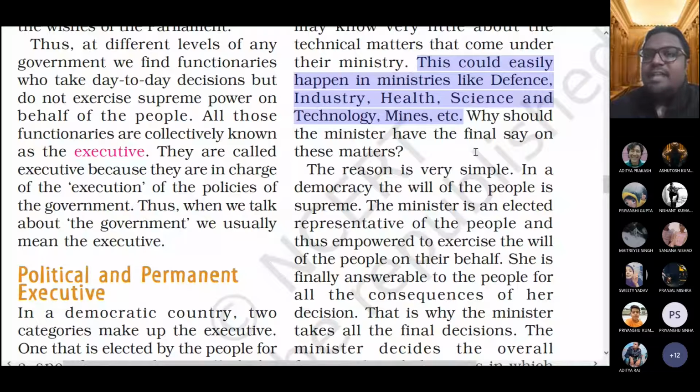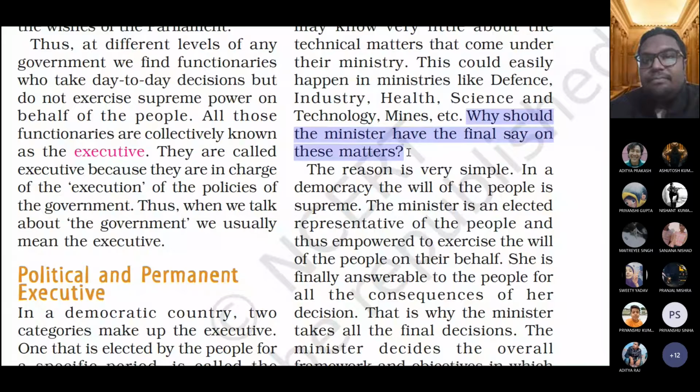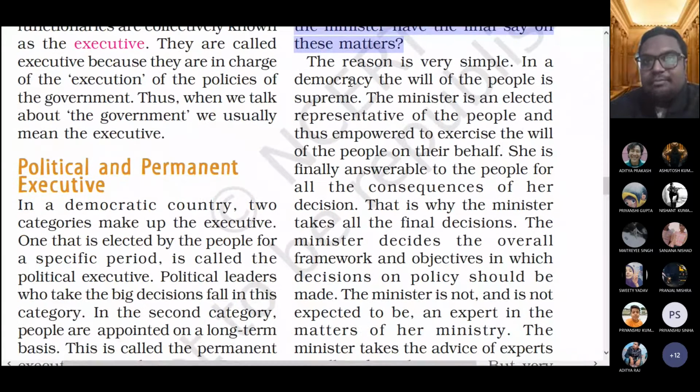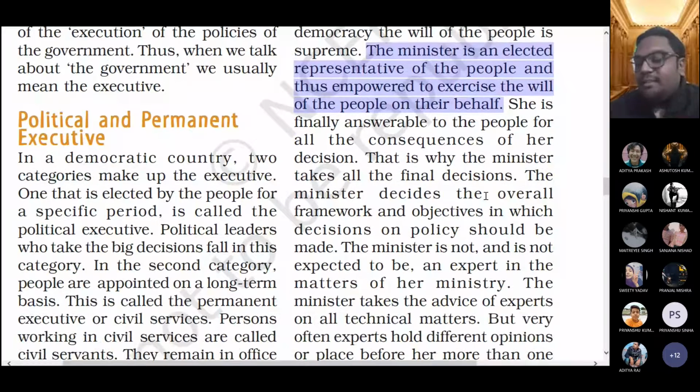So why should the minister have the final say in these matters? Why should the ministers at the end have all the power and the power to take final decisions? The reason is very simple. In a democracy, the will of the people is supreme. People's choice is supreme. The minister is an elected representative of the people and thus empowered to exercise the will of the people on their behalf. Very important, please underline this point.